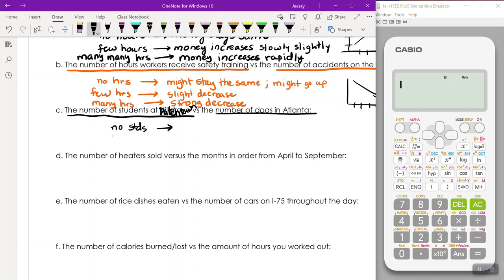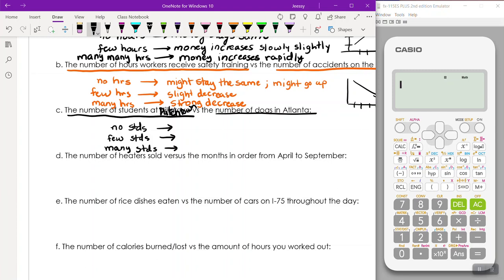What if we only have a few students? How does that affect the number of dogs in Atlanta? What if Dutchtown High School has many, many, many students? How does that affect the number of dogs in Atlanta? They still got more than us. Yeah.